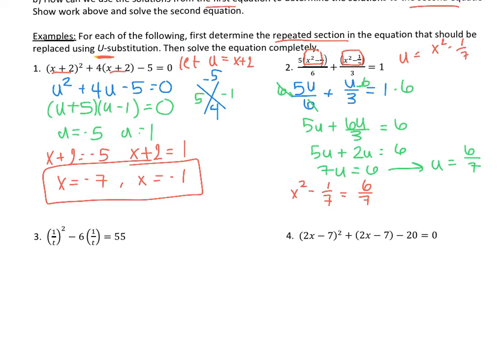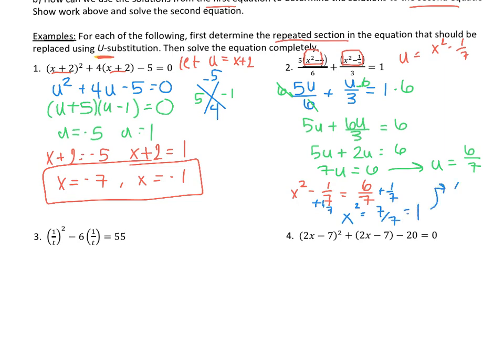Okay, now I can solve for x. So the first thing I'll do here to solve, I would need to add 1/7 to both sides. So add 1/7 here, add 1/7 here. Luckily, they have the same denominator, so I would just get x² = 6/7 + 1/7 is 7/7, or 1. So x² = 1.